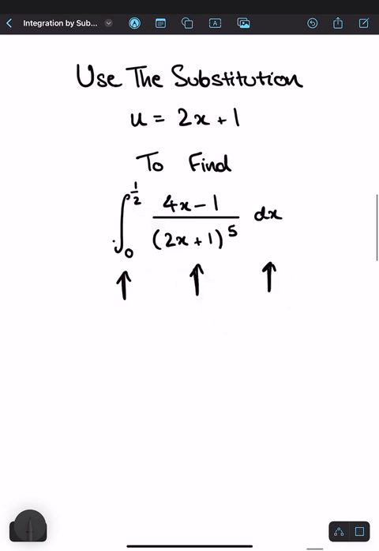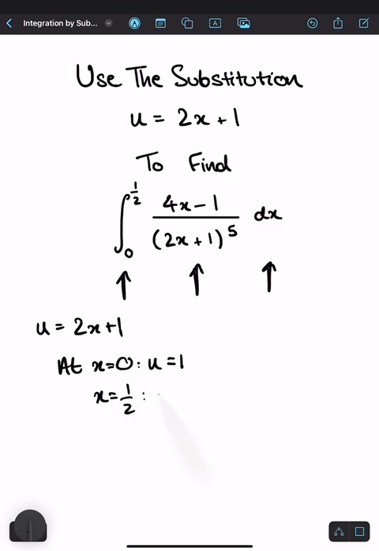Firstly, these are the limits for our x values, so we need to find the limits for our u values. We know that u is equal to 2x plus 1. So at x equals 0, u is equal to 2 times 0 plus 1, which is 1. And at x equals a half, u is equal to 2 times a half plus 1, which is 2. So now these are our lower and upper limits.